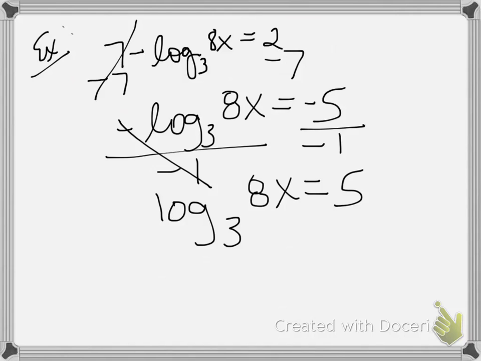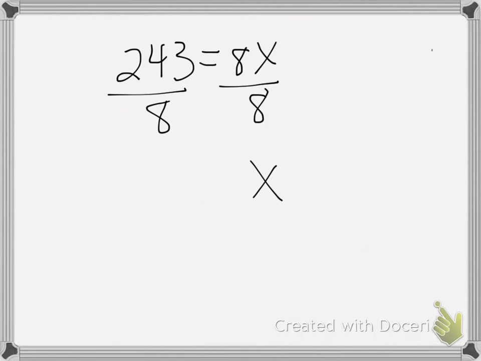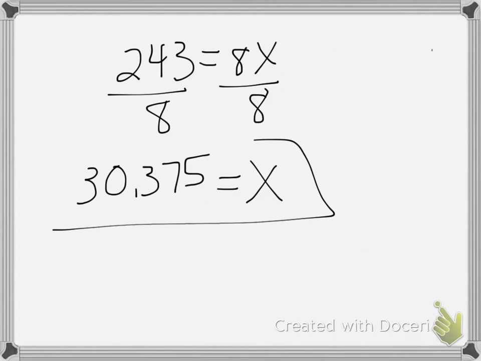Now we can rewrite it and do 3 to the 5th power equals 8x. And I have to put 3 to the 5th power in my calculator, which gives me 243 equals 8x. And I divide both sides by 8. And x turns out to be 30.375. Not so bad. All right, hopefully you're getting the hang of this.